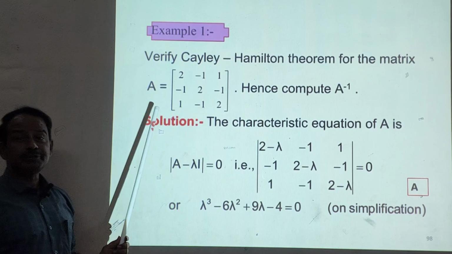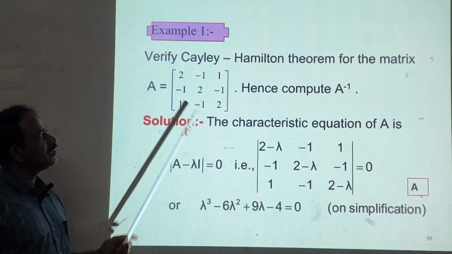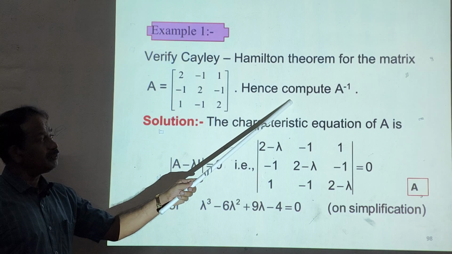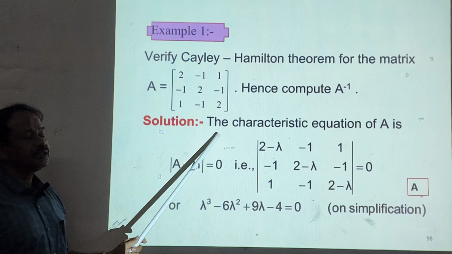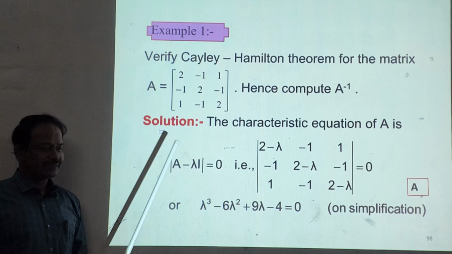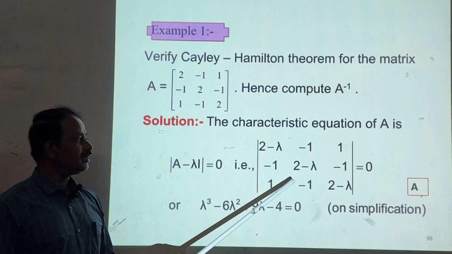So we will go for now a 3 by 3 matrix. Earlier we discussed a 2 by 2 matrix. Now we will go for a 3 by 3 matrix. What is asked? We are going to verify Cayley-Hamilton theorem and we are going to compute A inverse, the same process. So we are going to find out the characteristic equation first. So determinant of A minus lambda I equals 0.